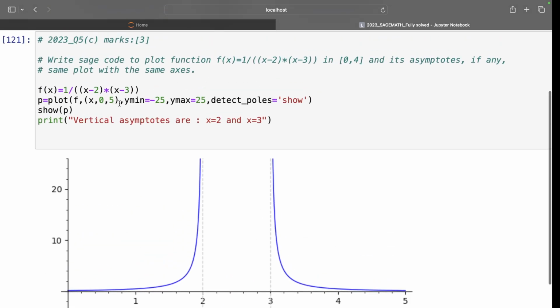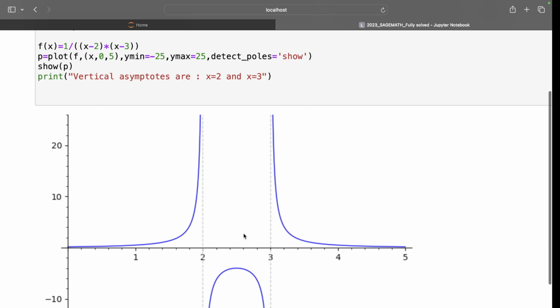So you have to adjust the x range and y range. This is the domain of x, 0 to 5. If you put -10 to 10, you cannot get this beautiful asymptote picture. So you have to adjust the range of x and range of y.